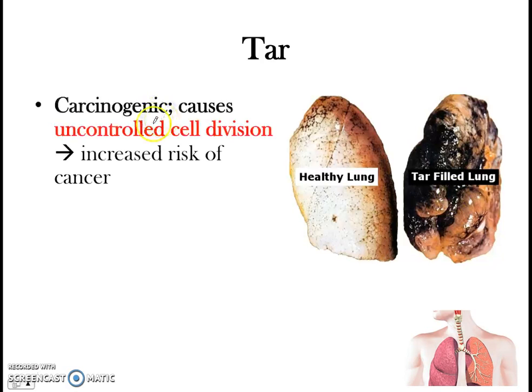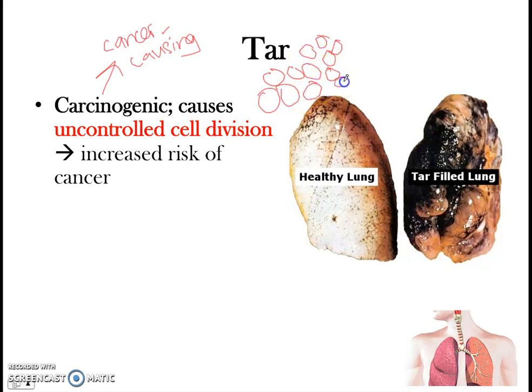It is carcinogenic. This word carcinogenic means cancer causing. It promotes cancer. It causes uncontrolled cell division. So cells which normally divide in a very controlled manner start to divide uncontrollably, which is what results in cancer. So that's what tar does, and it results in a higher risk of lung cancer in particular.